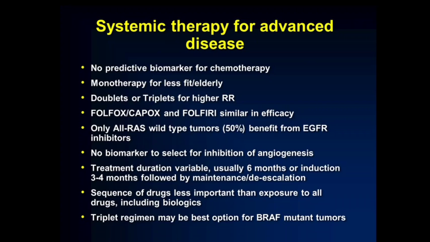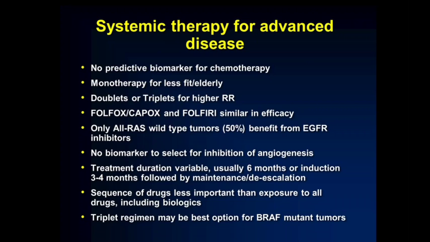Triplet regimen may be the best option for BRAF mutant cancer. So again, you're looking for RAS mutation, but you're also looking for a subset of patients, maybe 10% or so, of metastatic patients that have a BRAF mutation. And the reason that you're looking for a BRAF mutation is because prognostically those patients do not do as well. So those patients may particularly benefit from the triplet regimen with FOLFOXIRI, because they may not get a second chance because the disease usually grows a lot faster.